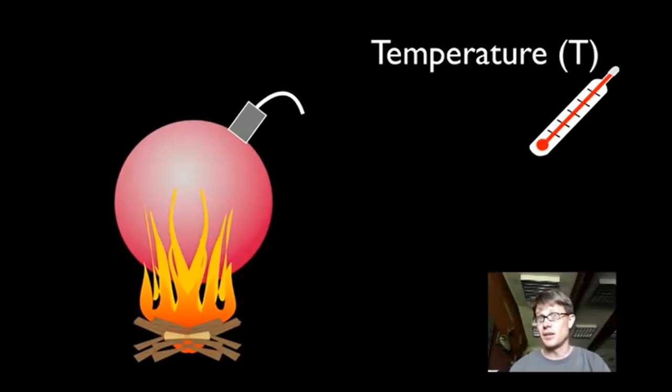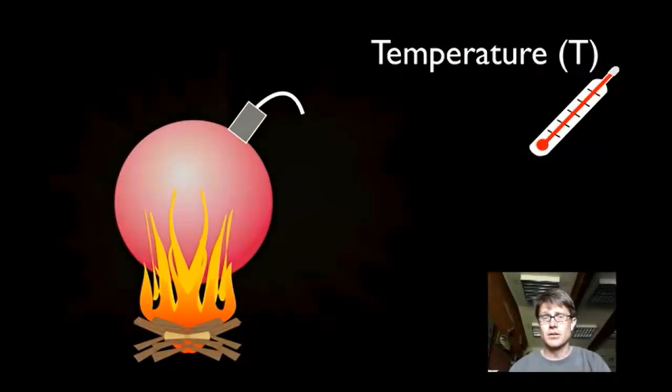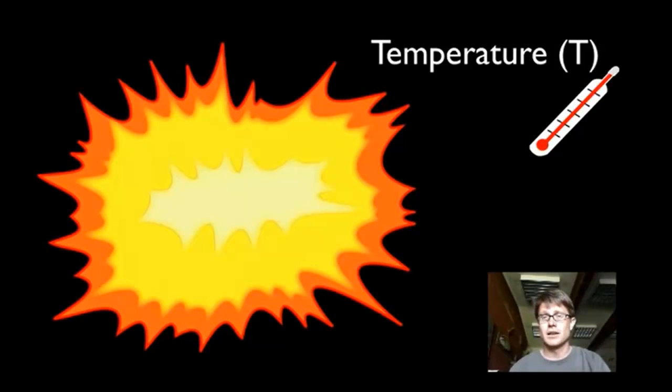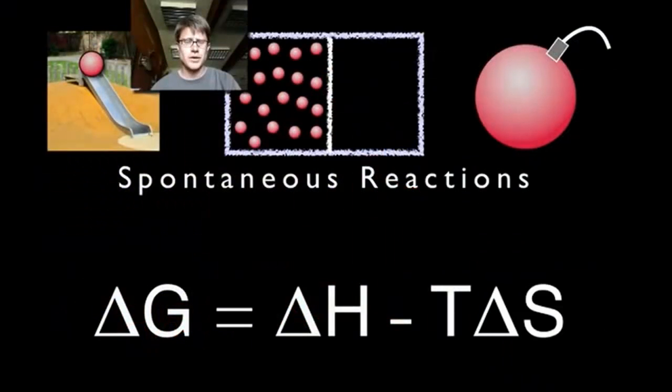Does that make it a more spontaneous reaction, or is the reaction more likely to happen or less? Well, it's more likely to happen if I increase the temperature, more likely to get an explosion. Okay, so those three things, total energy or enthalpy, entropy or S, and temperature can affect spontaneous reactions. And so now let's apply that to Gibbs free energy.